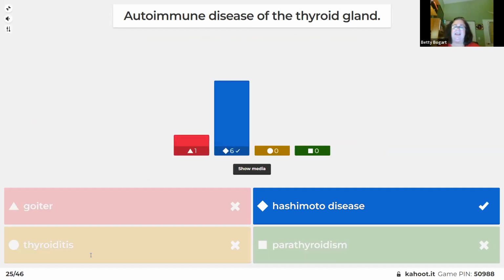And that's called Hashimoto's. It's usually females, late school age to adolescence. And this is where they need to replace hormones into their body, thyroid hormones. This is not a surgical choice at all. No surgery can be done.